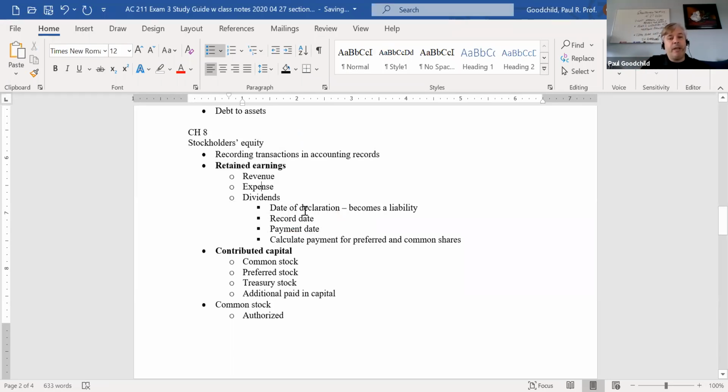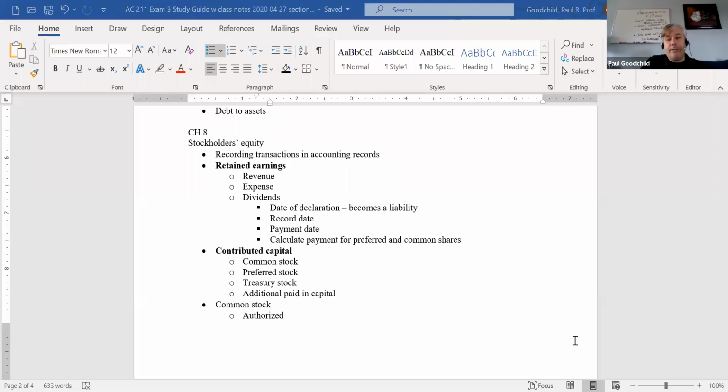And so just some information about dividends. The date of declaration is the date that the board says we are going to pay a dividend. And so that becomes a liability. The record date is who owns this share on the date of record is going to get the dividend. And then the payment date of the dividend. And so you might have to calculate the payment for preferred and common shares.